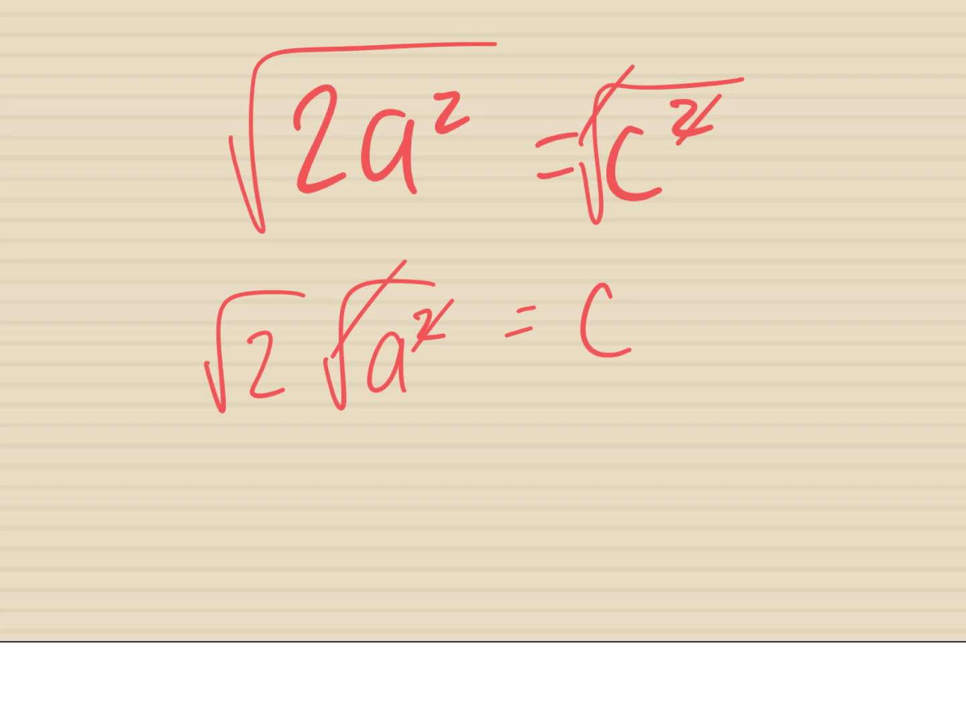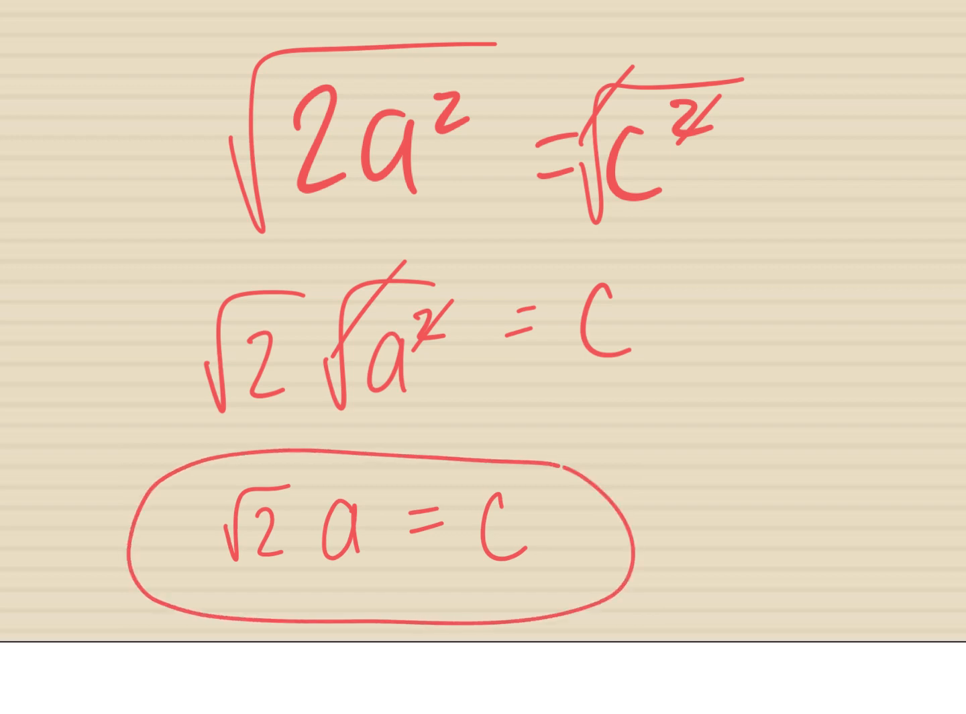So what do we have? 2a. The square root of 2 times a equals c. This is where this comes from. So your hypotenuse will always be the leg times the square root of 2. Okay? So this is where this formula comes from.